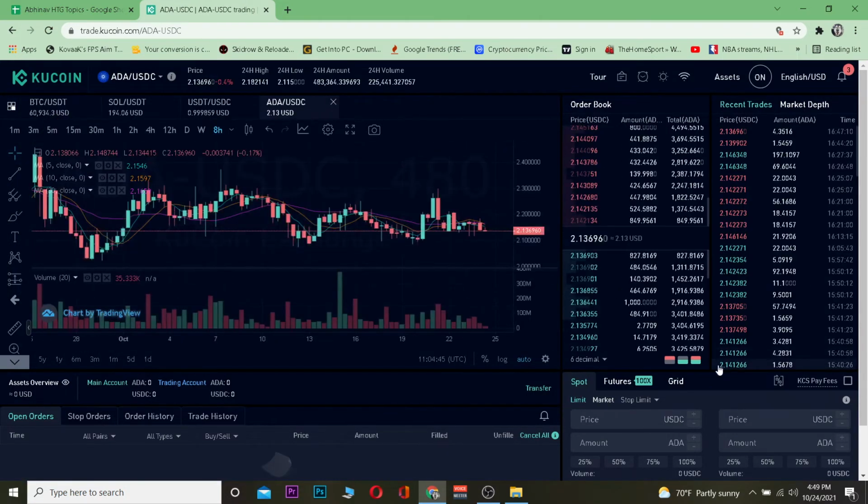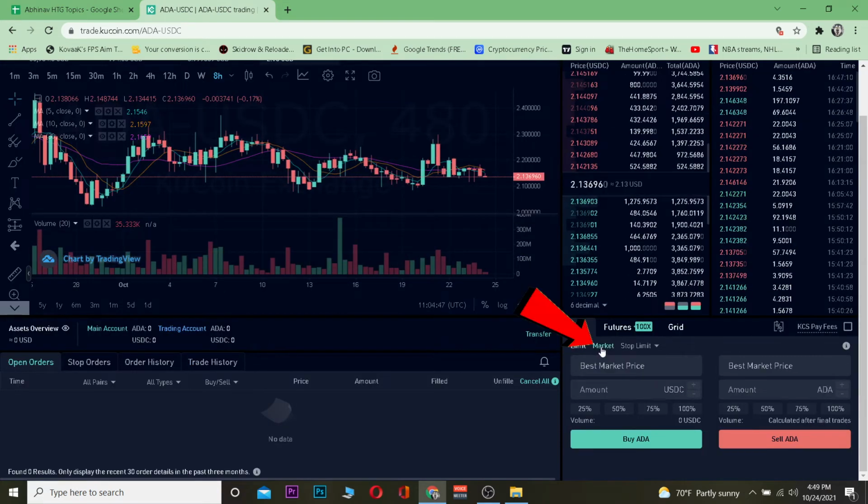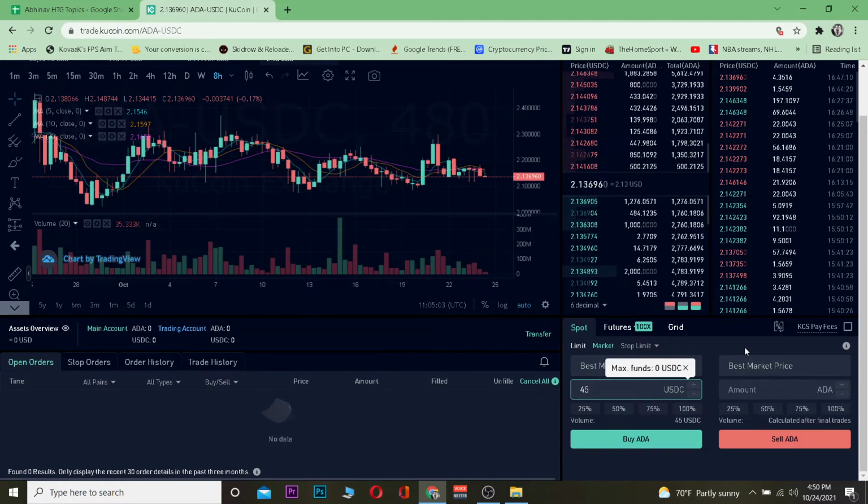Once I go on ADA/USDC, I'm going to go on Market over here because I want to buy ADA at market price. So it shows how much USDC I want to use to buy ADA. So I'm going to use 45 USDC to buy ADA. This is not 45 ADA I'm about to buy. This is 45 USDC worth of ADA I want to buy, all right? So don't get confused. Once you do that, you just need to click on Buy ADA, and basically your ADA or your Cardano will be bought.